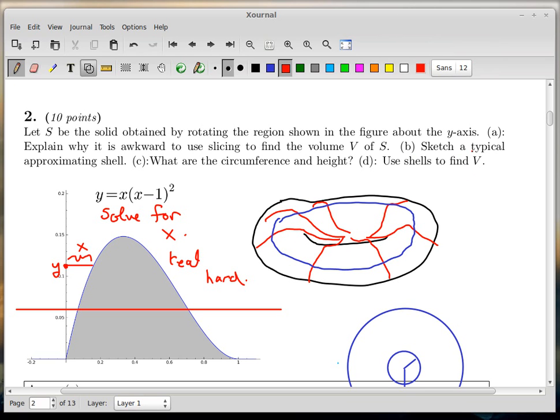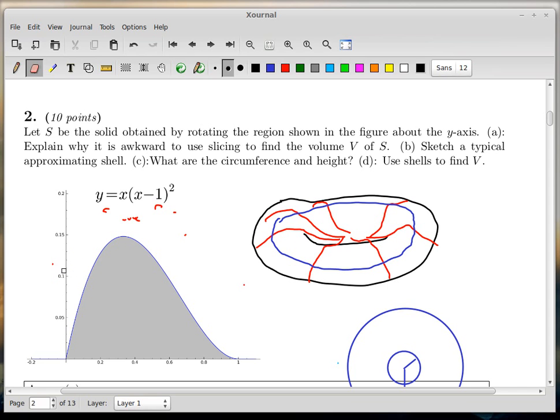And part B says sketch a typical approximating shell, and so on. So let's try to do all that. Let me make some space. All right. So we're going to use cylindrical shells, and what does that mean? Imagine a little thin bit of this thing here, which I'm going to pretend is totally flat on top. And it's going to spin around, and that's going to give me one shell of this shape.